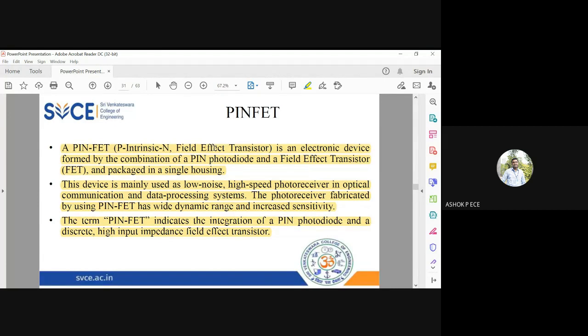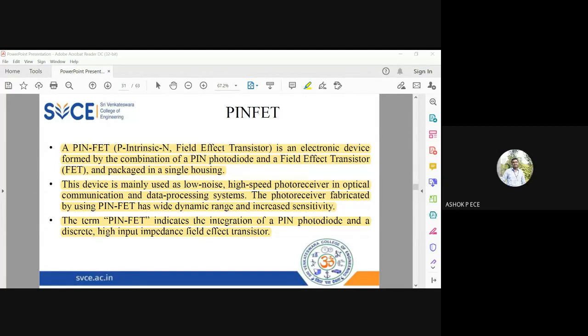If you apply voltage, what will you get in the normal PN junction diode? If you apply forward bias, what will happen to a PN junction diode? After 0.7 volts, what will happen if you forward bias a PN junction diode? Nobody is there? Current will flow, sir. Very good. What is the input to the PN junction diode in this case? Voltage.